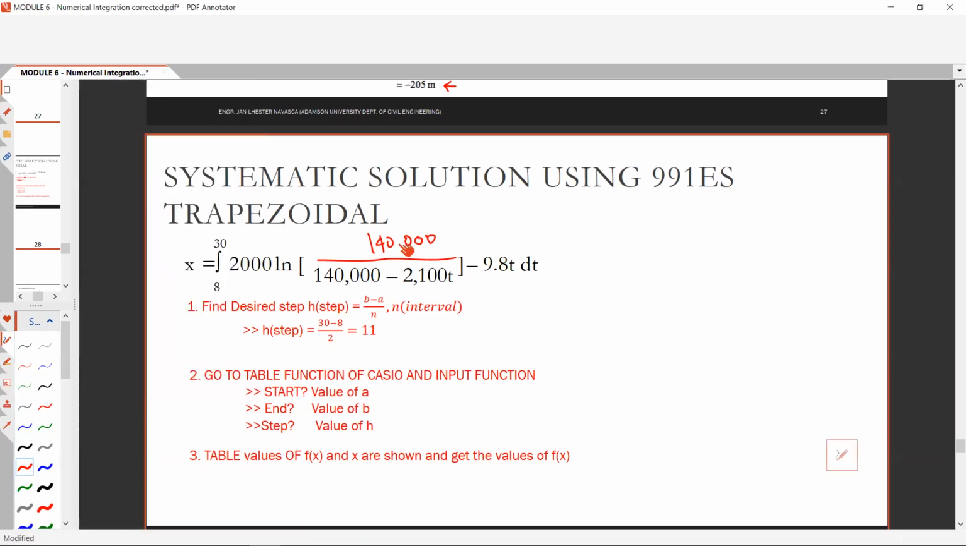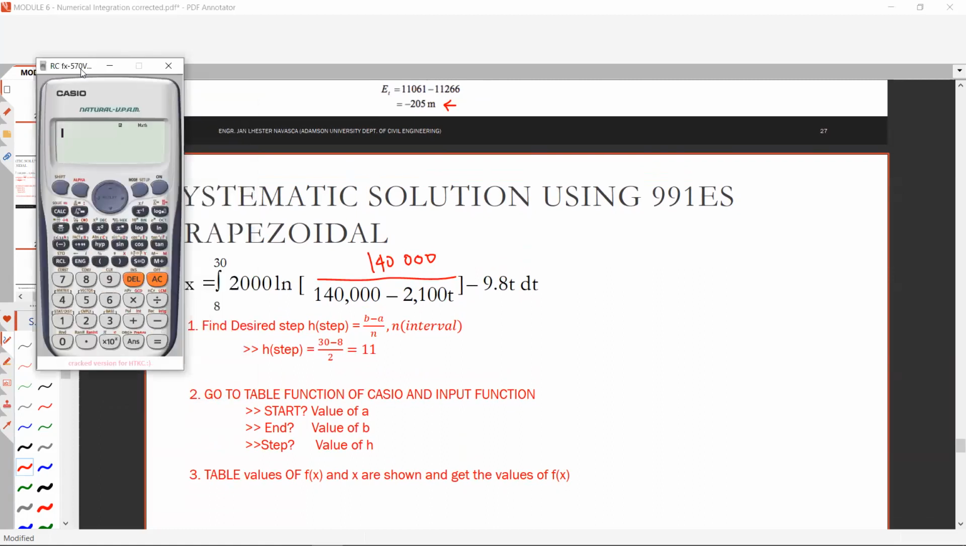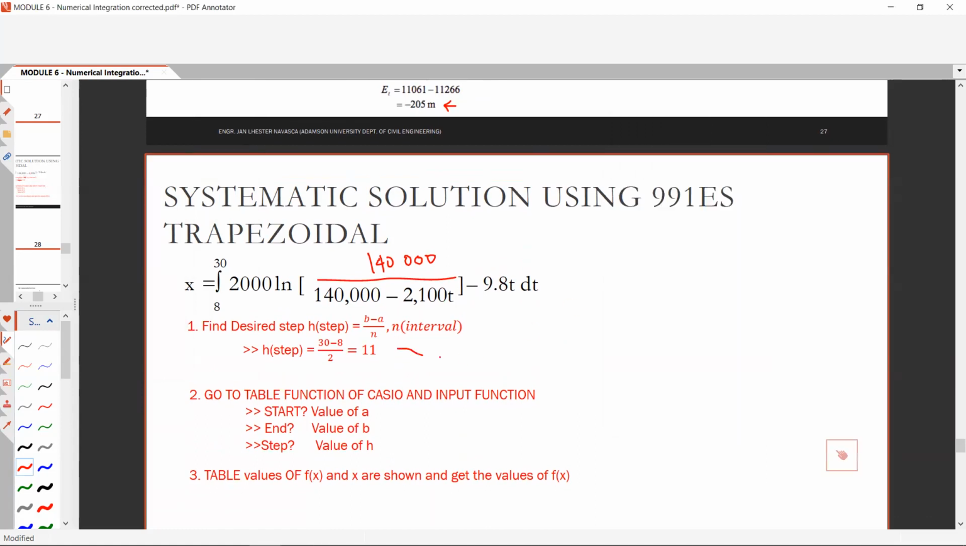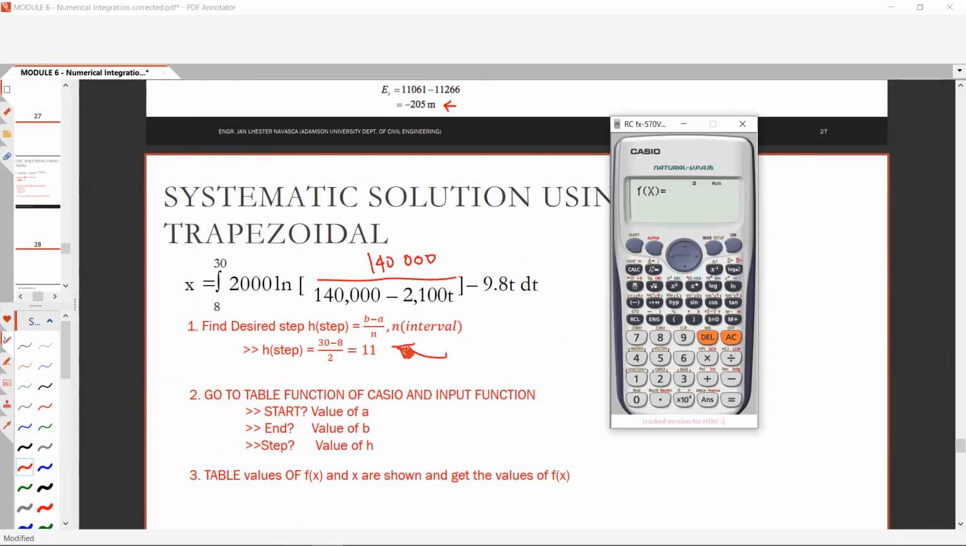Okay. Ayan, nakikita niyo calcio ko? Yes po. Okay. So, ang gagawin niyo lang, punta ka sa mode, then punta ka doon sa table function. Ayun, number 7, table. Okay. So, nag-question siya ng f of x. So, before ka mag-start dito, syempre gawin mo muna 'to. Okay, gawin mo muna 'tong hanapin mo yung desired step mo. Okay? So, bago ka magsimula. So, nagawa na natin ng step natin is 11. Okay?